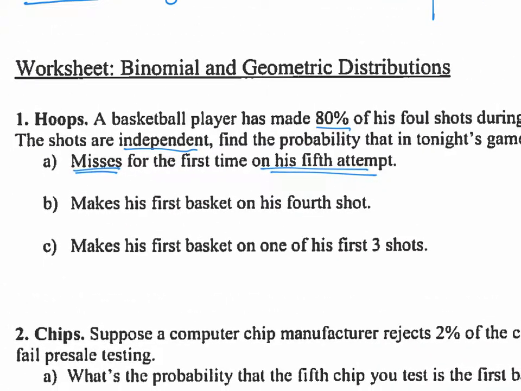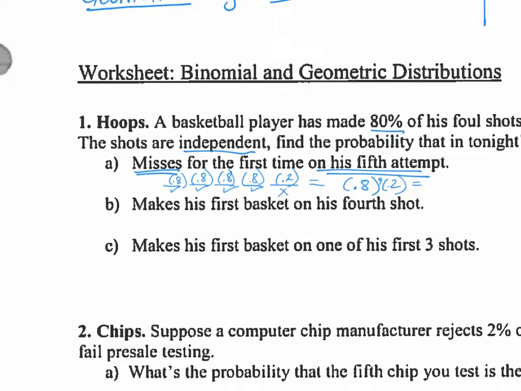So the way that would look is he makes this, makes this, makes this, makes this, and then he misses it. So what I've got going on is essentially, making it, so 0.8 to the fourth power, because these would all be 0.8s. And then that last one is the miss, which would be the 0.2. Okay, so there's how you would compute that. The answer you get when you compute that problem is 0.08192. So you could check yourself on that.